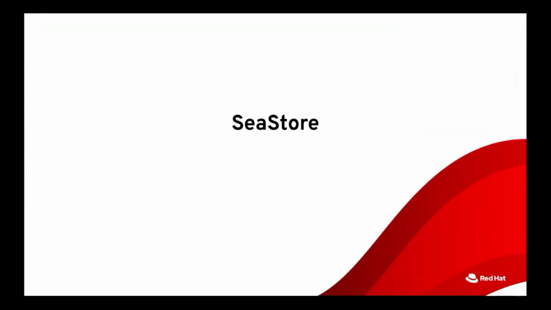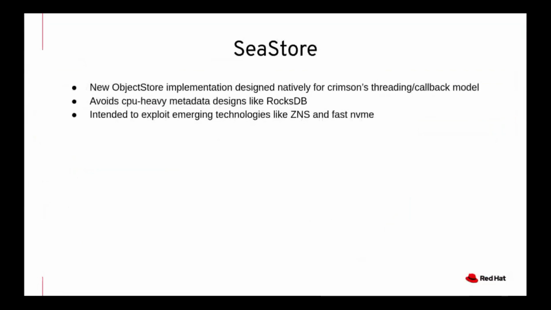So the other big component of the Crimson project is SeaStore. As I mentioned before, the other goal is that we want to be able to exploit new emerging storage technologies like NVMe and zone namespace storage. SeaStore is how we will do that. SeaStore is a new object store implementation designed specifically for Crimson's threading callback model. It avoids CPU-heavy metadata designs like RocksDB, and it's intended to exploit emerging technologies like ZNS and NVMe.